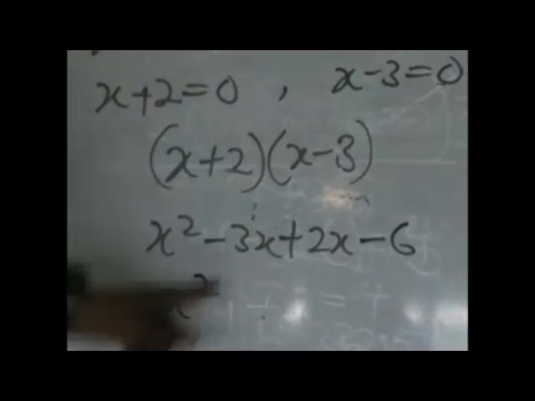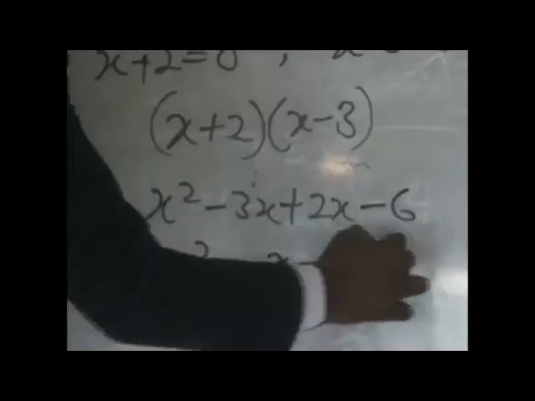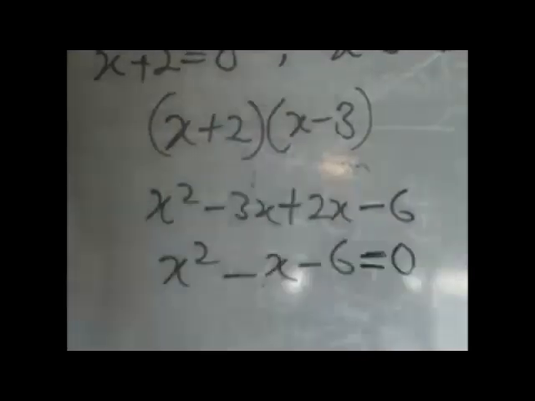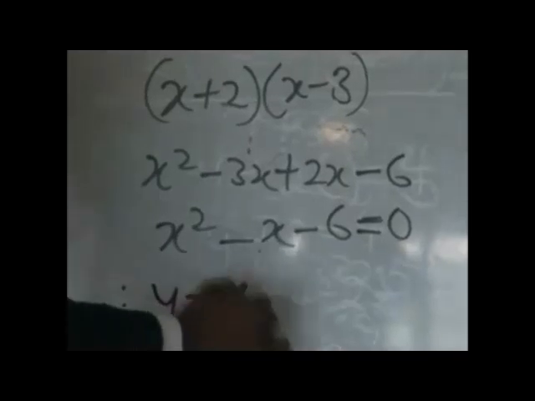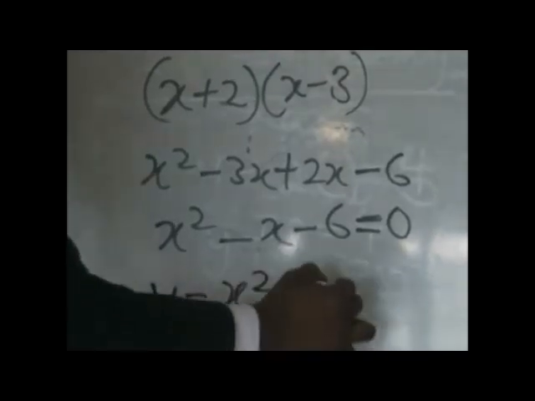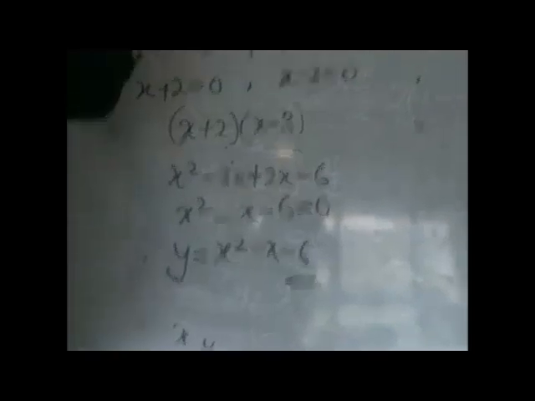Okay? So this becomes x squared, minus 3x plus 2x will give us minus x, then minus 6, equal to y, equal to 0. But don't forget y equal to 0. Therefore, our answer: y equal to x squared minus x minus 6. This becomes the equation of the curve, and our correct answer option is option D.